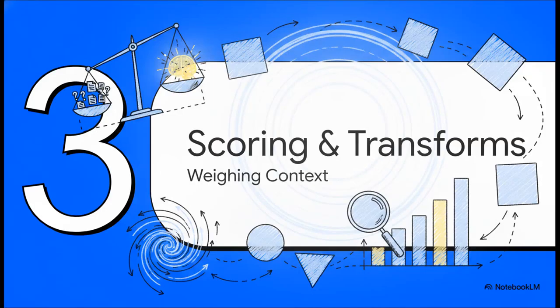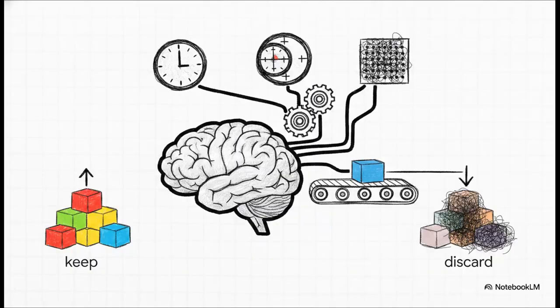rest. Now that our data is perfectly packed, Section 3 explores how we actually weigh its importance, relevant scoring, and transforms. Let's transition to the actual brain of the operation.